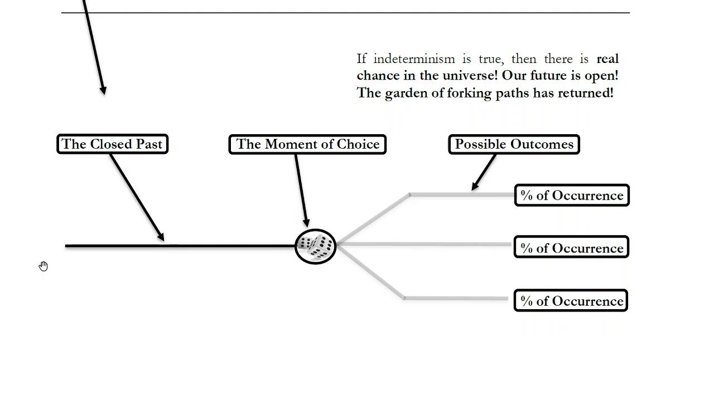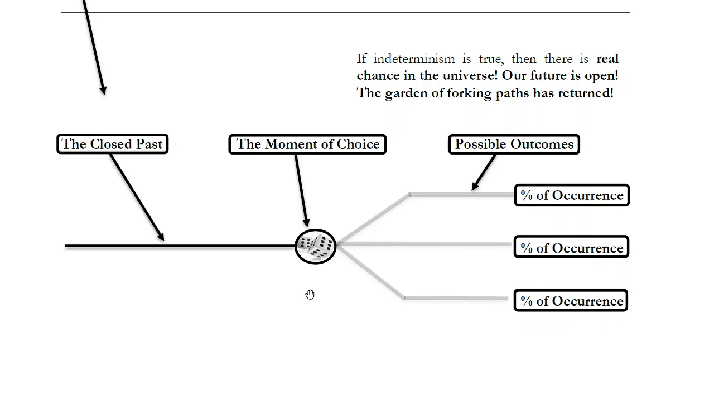Now again, the past is closed, the past has already happened, the past can't be changed. So here you are at the moment of choice, deciding what law firm to work at, or whether to listen to this lecture, or what you want to have for lunch. You're making some choice like that. And if indeterminism is true, then what is in front of you are multiple alternative possibilities. And each of those might have some percentage chance of occurring.